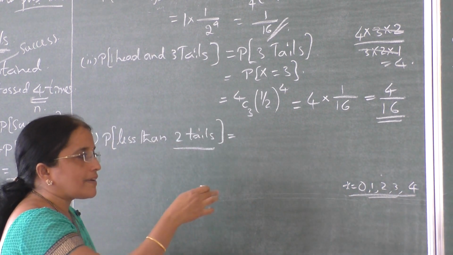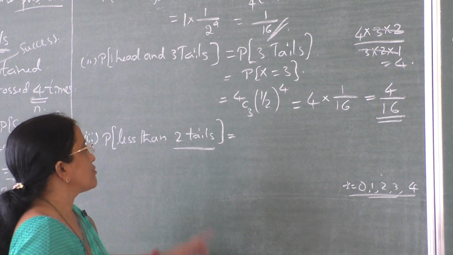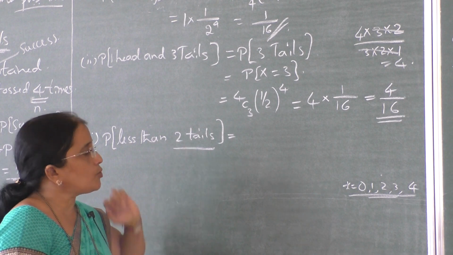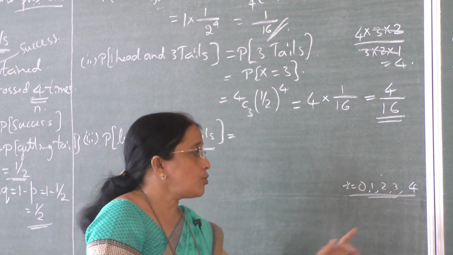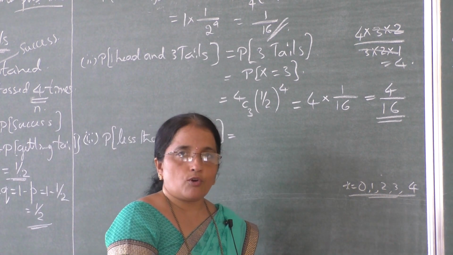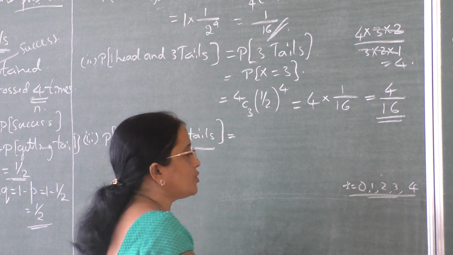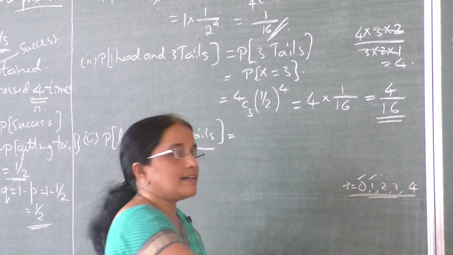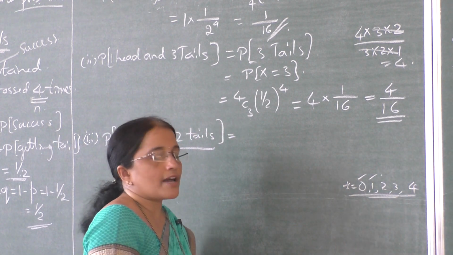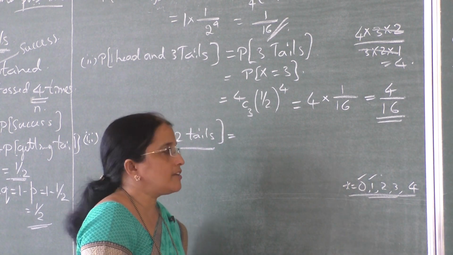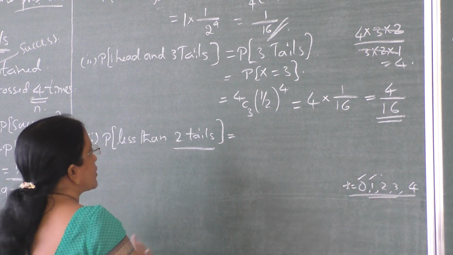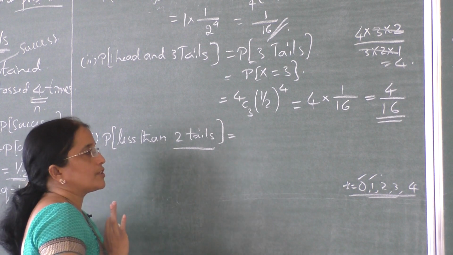Now among those values of x, some values we have to substitute here. Which are those values? We want less than 2 tails. Less than 2 means 2 is not included. Only the values which are less than 2 we require, so 2 is not required. We require only 2 values, 0 and 1. So substitute 0 and 1 in the probability mass function to get the answer for this problem.